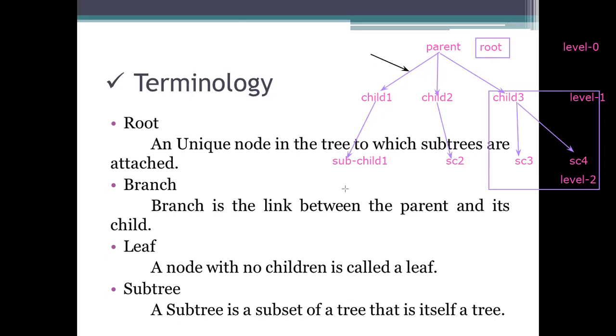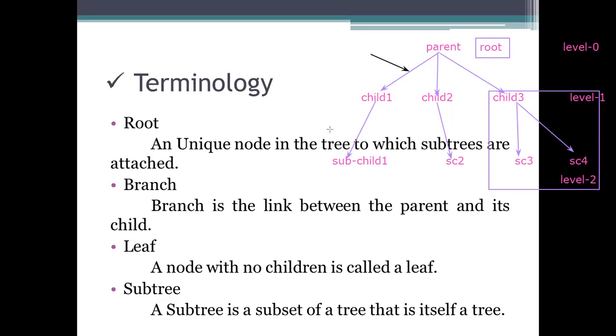And then the next one is leaf. How are we specifying it as a leaf? A node with no children is called a leaf. So here, the root node has 3 children, and each and every child has a subchild. Coming to level 2, they don't have a subchild representation here.